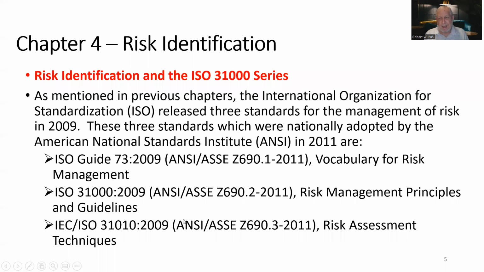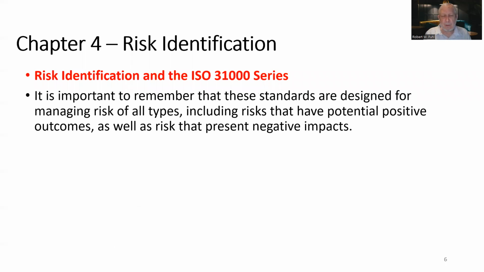Risk identification and the ISO 31000 series. As mentioned in previous chapters, the ISO standards, 3 standards, are vocabulary, risk management principles, and risk management techniques. I'm not going to spend a lot of time on these, reading you all these ISO numbers. It's important to remember that these standards are designed for managing risks of all types, including risks that have potential positive outcomes, as well as risks that present negative impacts.